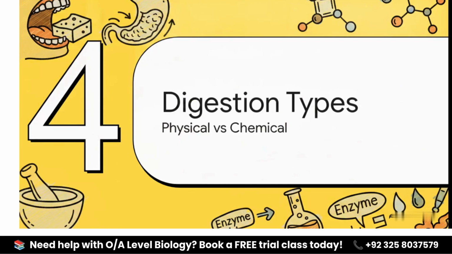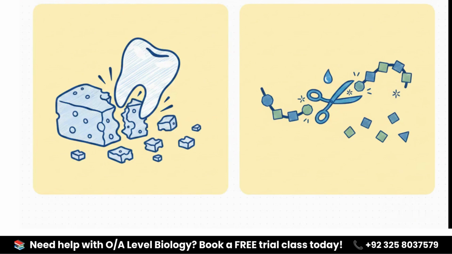Section 4, physical and chemical digestion. Digestion actually happens in two completely different ways, and we need to explicitly contrast them. First, you have physical digestion. This is the mechanical breakdown of food into smaller pieces, but with absolutely no chemical change to the food molecules themselves. Its main job? Simply to massively increase the surface area of the food.